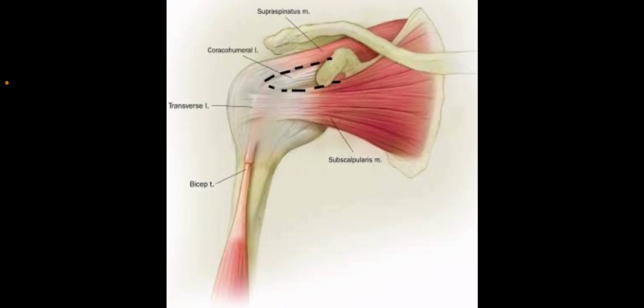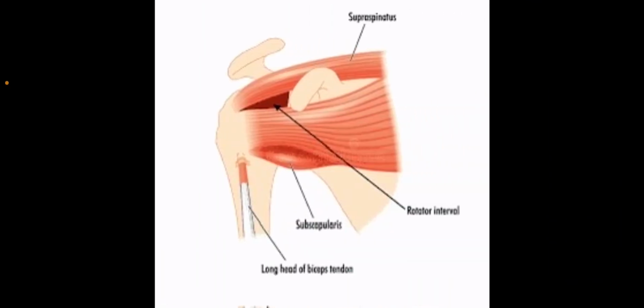The contents of the rotator interval include the capsule, the superior glenohumeral ligament, the coracohumeral ligament, and the long head of the biceps tendon, which bridges the gap between the supraspinatus and subscapularis. Boundaries: it is bounded medially by the lateral coracoid base, superiorly by the anterior edge of the supraspinatus, inferiorly by the superior border of the subscapularis, and laterally the apex is formed by the transverse humeral ligament.